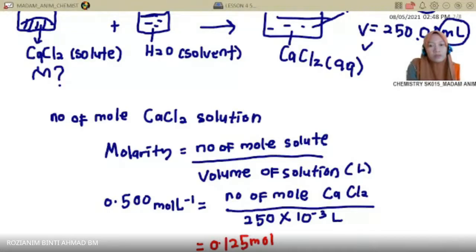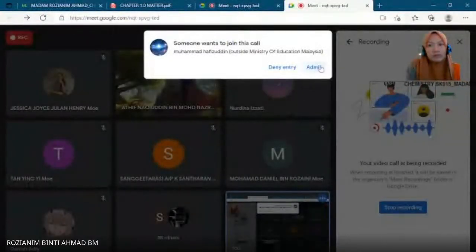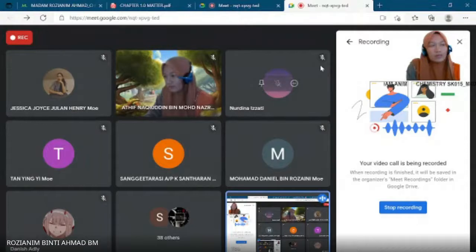Ada members baru masuk ke? Okay, jap. Hafizuddin. Okay, so Hafizuddin, at the end of the class, you baru key in attendance ya. Pin pada nama saya. Rosianim BM tu.